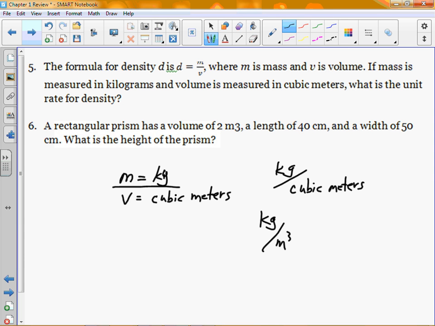6. A rectangular prism has a volume of 2 cubic meters, a length of 40 and a width of 50. What is the height of the prism? First issue is V equals length times width times height.